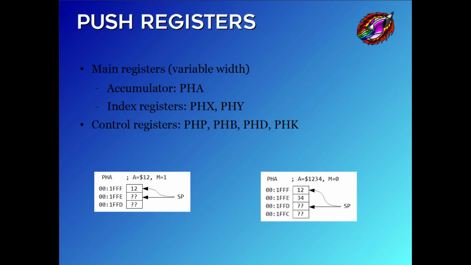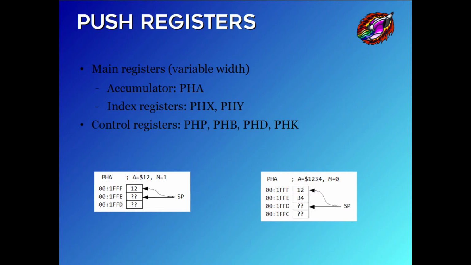So since the accumulator can be either 8 bits wide or 16 bits wide, we have 2 different examples that I've shown here. On the left, we have a case where the stack pointer starts off at 001FFF, and we push the 8-bit accumulator, which has the value in hexadecimal of 12. And after we push, the memory location 001FFF has the value 12 in it, and the stack pointer is then decremented and pointing at 001FFE.